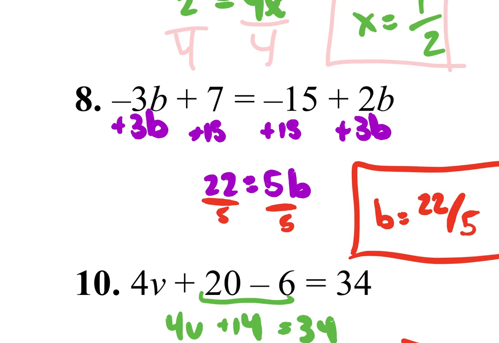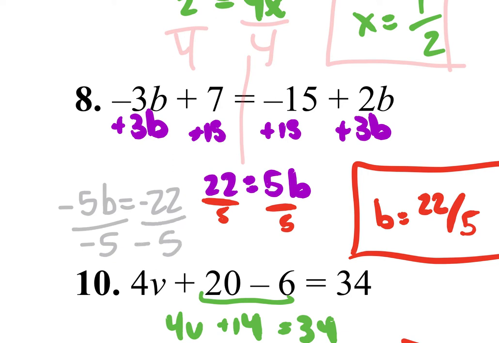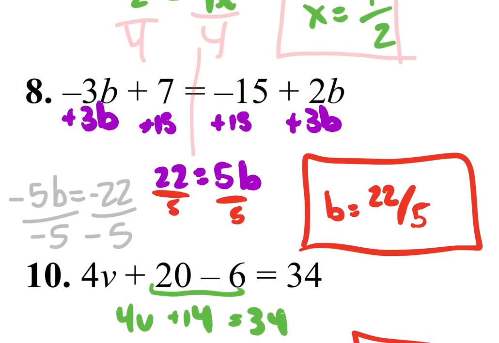Here we see another set of variables on both sides, so I move them with addition and subtraction. And if you're wondering, would you get the same answer if you gathered the variables on the left and the numbers on the right? Yes, you would get the same thing. You would have ended up getting negative 5b is equal to negative 22. When you divide both sides by the negative, it would cancel out and give you the same answer.